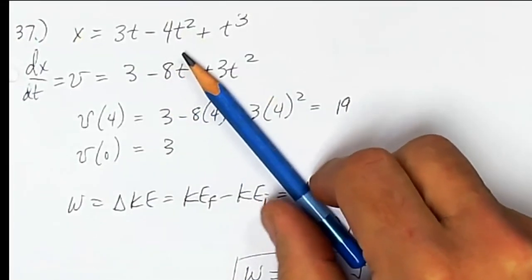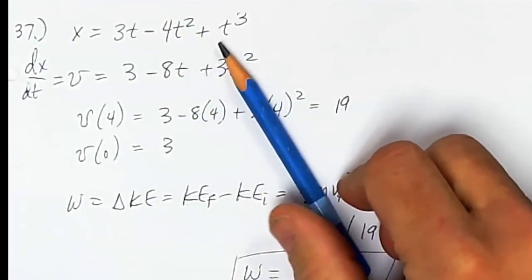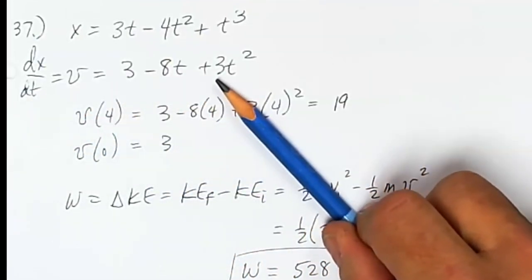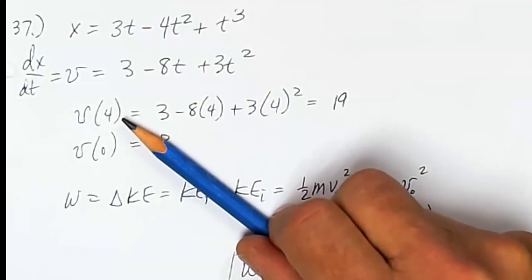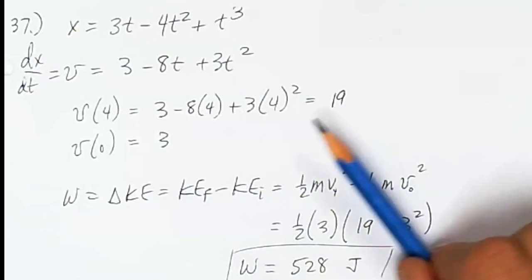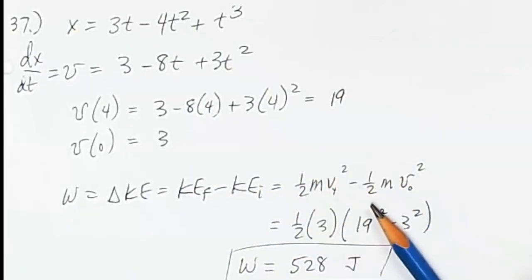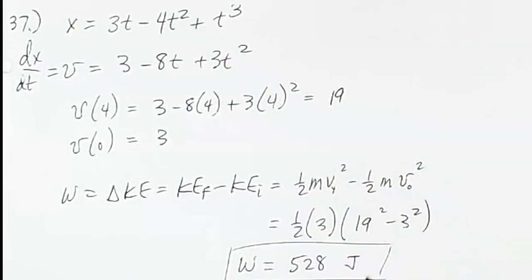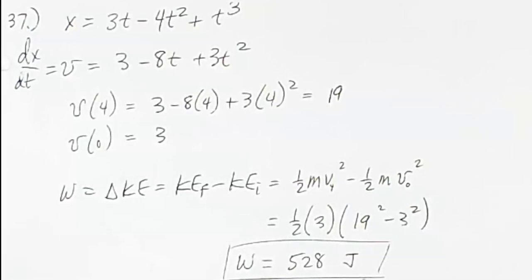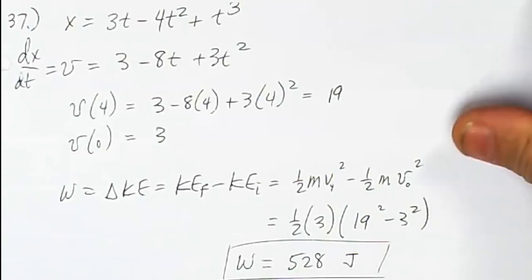From this equation, since it's with respect to time, I can take the derivative, dx/dt, and that gives me the velocity. Plug in my values for time, 4 seconds and 0 seconds, and I come up with my values for velocity at those two locations. Now I can plug them into my change in kinetic energy equation and quickly come up with my answer that the work done from 0 to 4 seconds was positive 528 joules. And that's my answer. But let's just say you wanted to do it the other way. It's a little bit more work, but I want to show you that it does work. Haha, no pun intended.